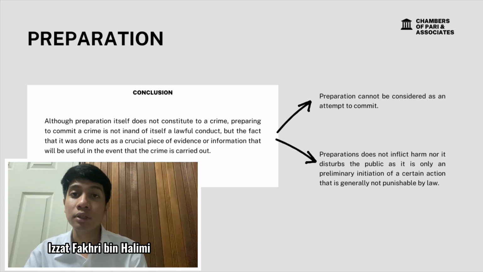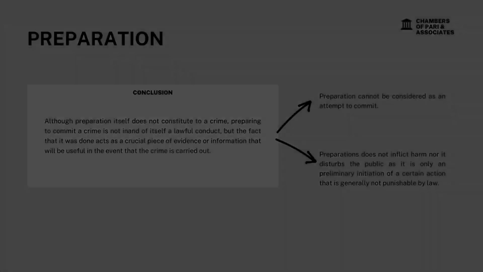Thus, any piece of evidence that shows the preparation on the part of the accused to commit his crime is admissible. However, preparation cannot be considered as an attempt to commit. Unlike preparation, an attempt is a person's direct and intentional action to commit a crime. Preparation does not inflict harm nor does it disturb the public, as it is only a preliminary initiation of a certain action that is generally not punishable by law.